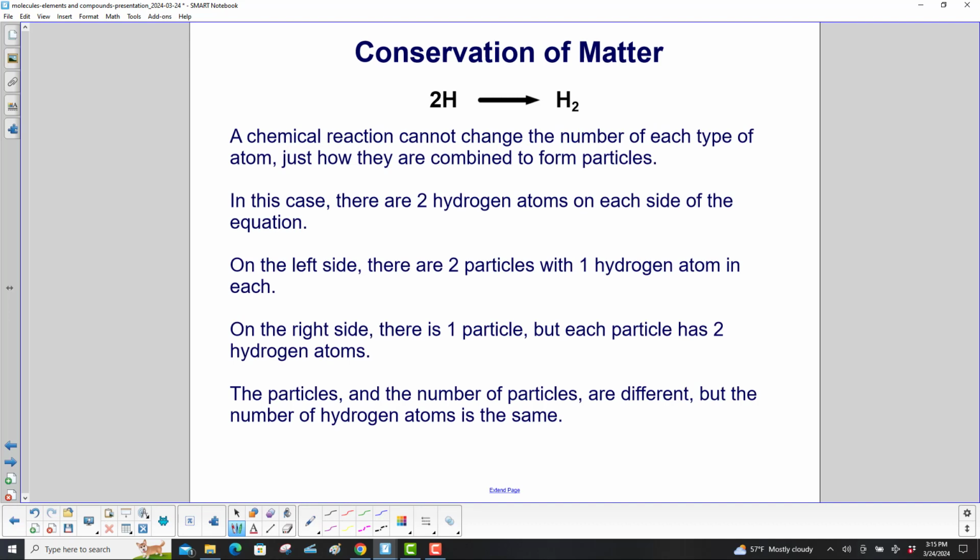According to the conservation of matter, and this is how it does work too, a chemical reaction cannot change the number of each type of atom, just how they are combined to form particles. In this case, there are two hydrogen atoms on each side of the equation. On the left side, there are two particles with one hydrogen atom in each. On the right side, we only have one particle, but each particle has two hydrogen atoms. The particles and the number of particles are different, but the number of hydrogen atoms is the same. That's the conservation of matter.